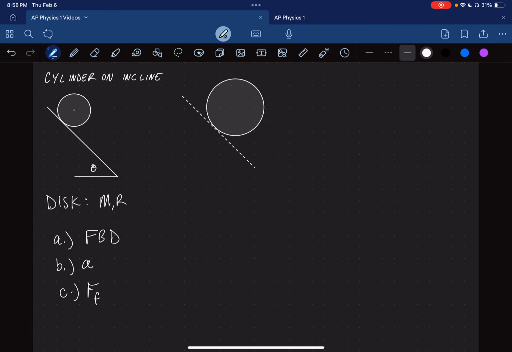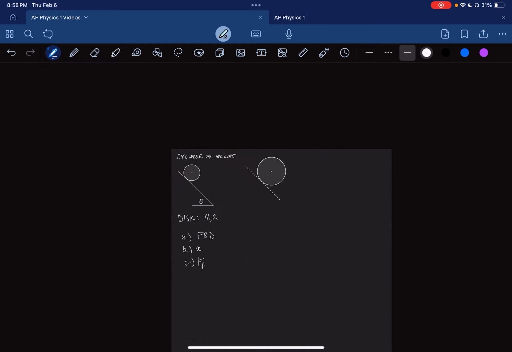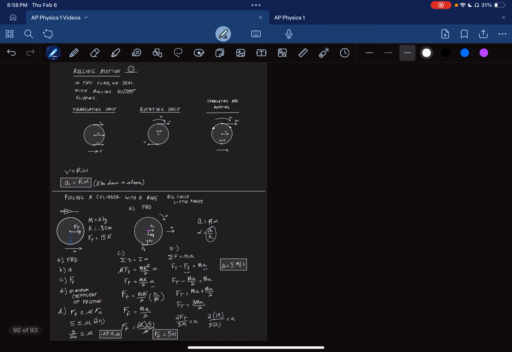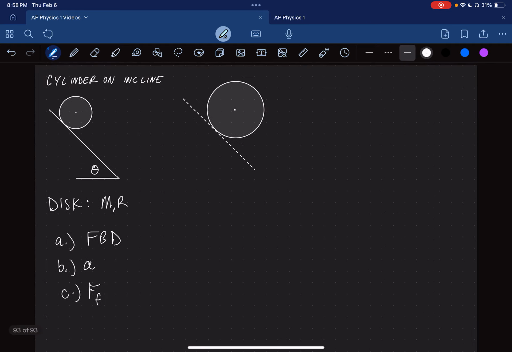Okay, last one. A cylinder on an incline. It's a disk, mass M, radius R. This is angle theta. Let's draw a free body diagram for this thing, figure out acceleration and figure out friction force. Okay, and this is without numbers. We just did one with numbers. Okay, this is without numbers.